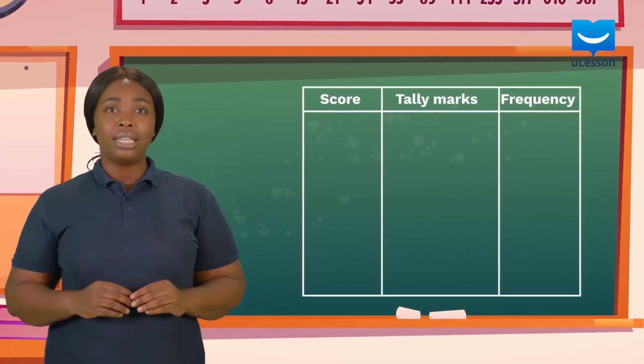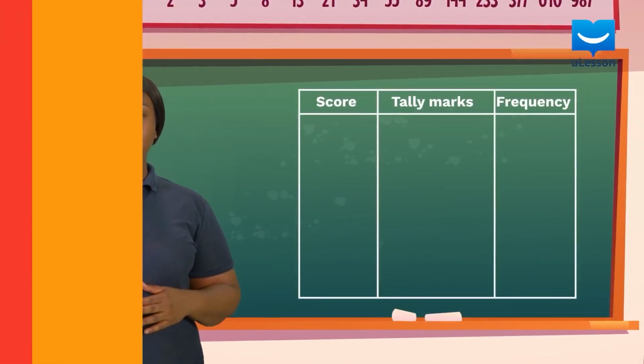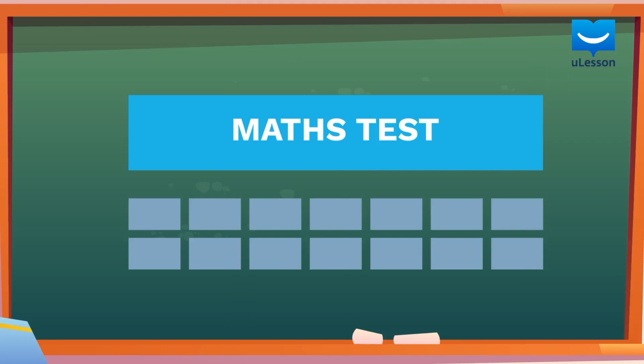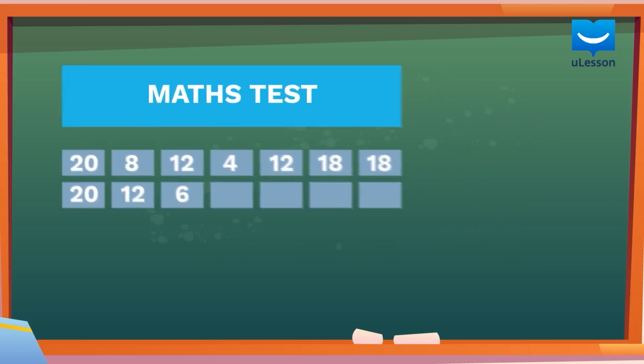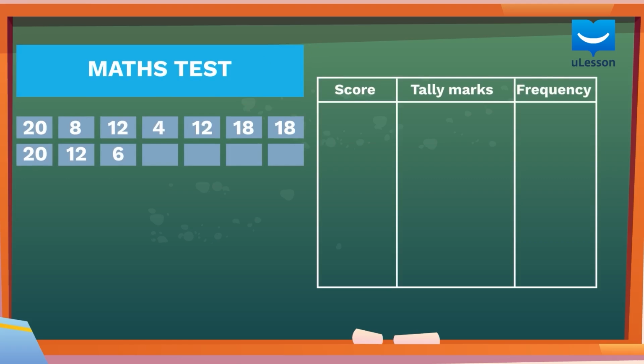Now, let us take an example of the frequency table. Suppose the scores in a math test for 10 students are given as 20, 8, 12, 4, 12, 18, 18, 20, 12, and 6. We can represent these scores using a frequency table. Now, to do this, we arrange the data to show the number of times each score occurs. Using tally marks is a very convenient way to do this without having to skip any observation.